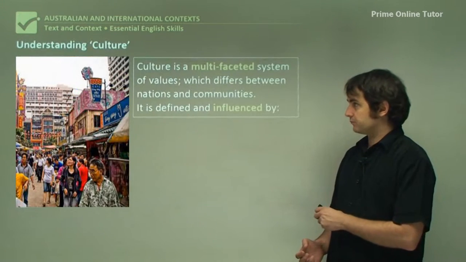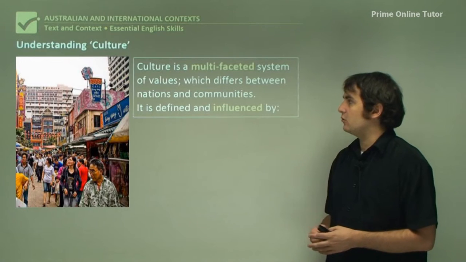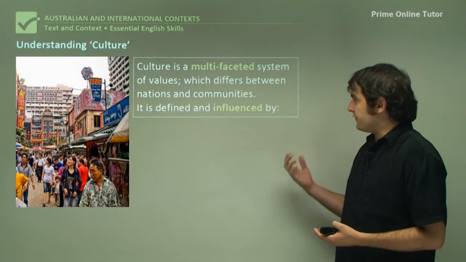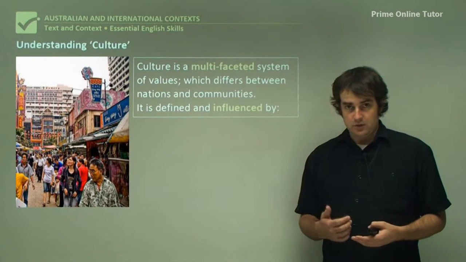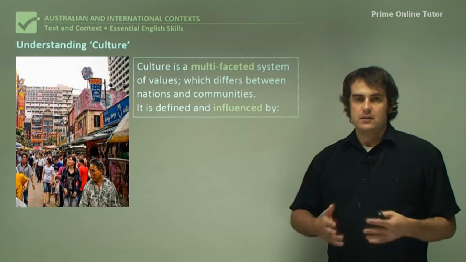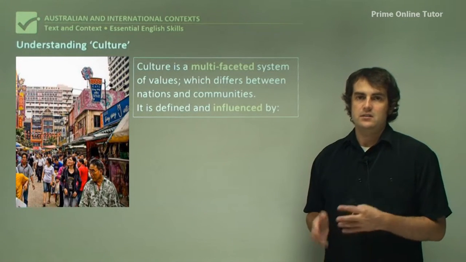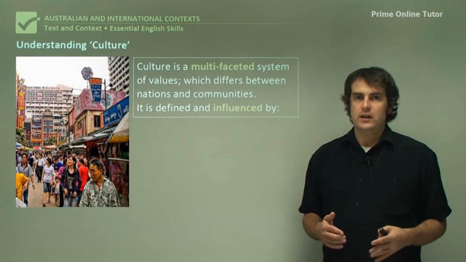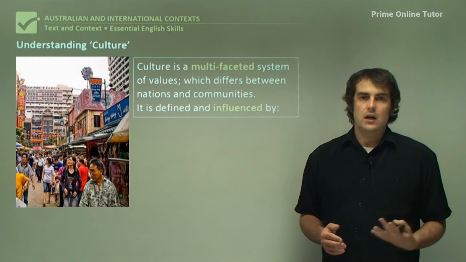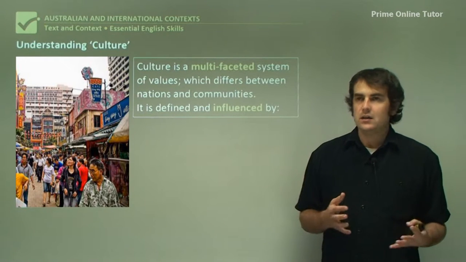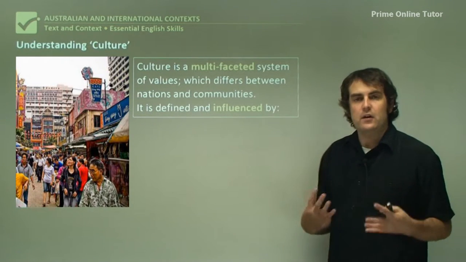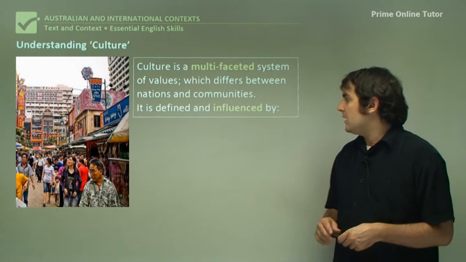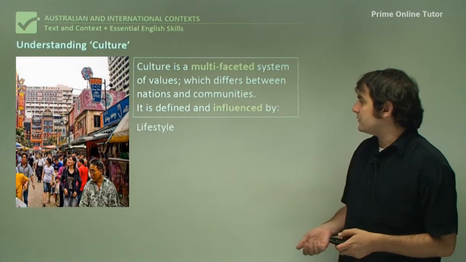Okay. So how do you understand culture? Well, culture is multifaceted. As in, it differs between nations and communities, and there are a lot of parts which make it up. To identify someone's culture, you need to look at a number of different factors and aspects of their being, which altogether will equal culture. So think of it as a number of parts that equal a whole. It's defined and influenced by these parts.